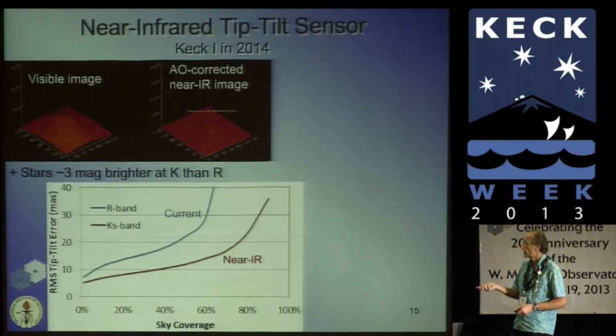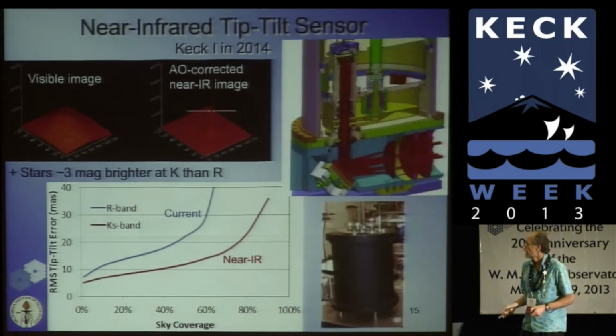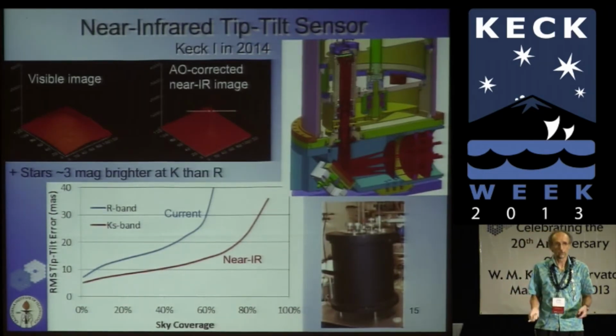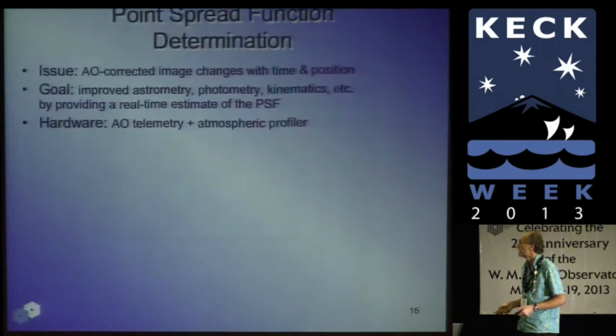And what sort of performance improvement do we expect? Here's the RMS tip-tilt error versus sky coverage. Our current performance is this blue curve, and we expect to move to a much better tip-tilt correction and also much higher sky coverage as a result. And this is allowed now because the IR detectors have improved. We can read them out faster, and they have reduced noise. That's the camera we're building for this.